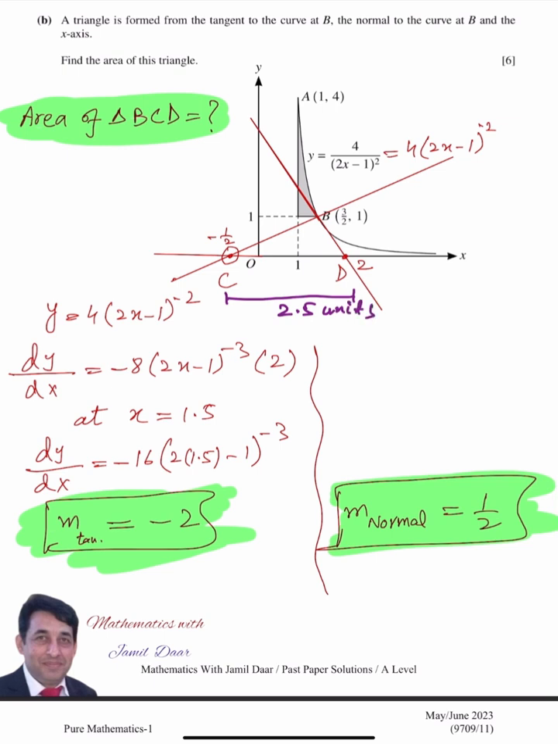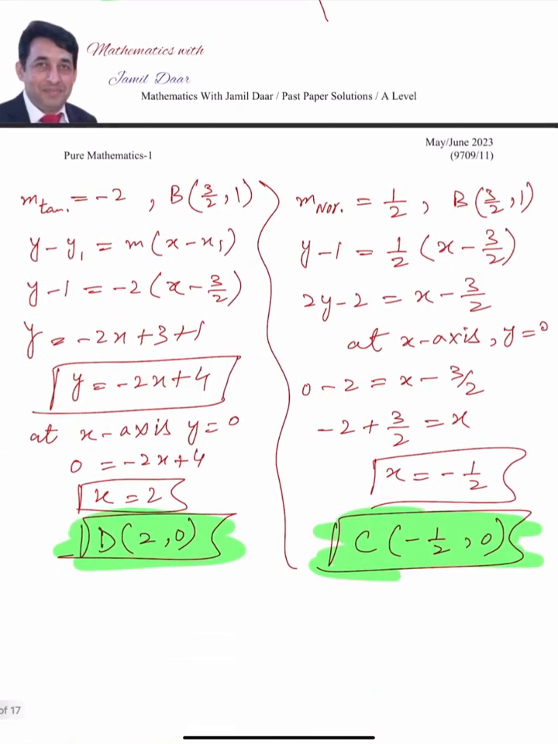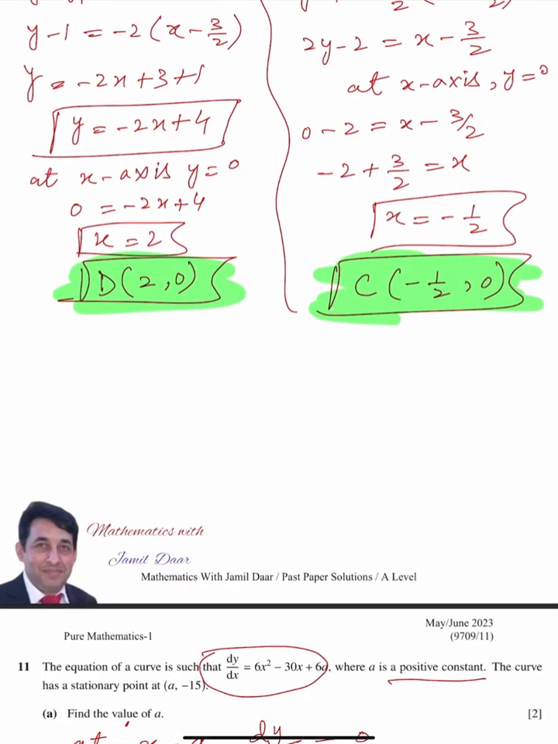And what is the height? This height of the triangle is 1 unit. So if you need to find out the area, it is equal to 1 over 2 into base into height. Area of triangle BCD is 1 over 2 into base 2.5 into height 1. That is 1.25 unit square.